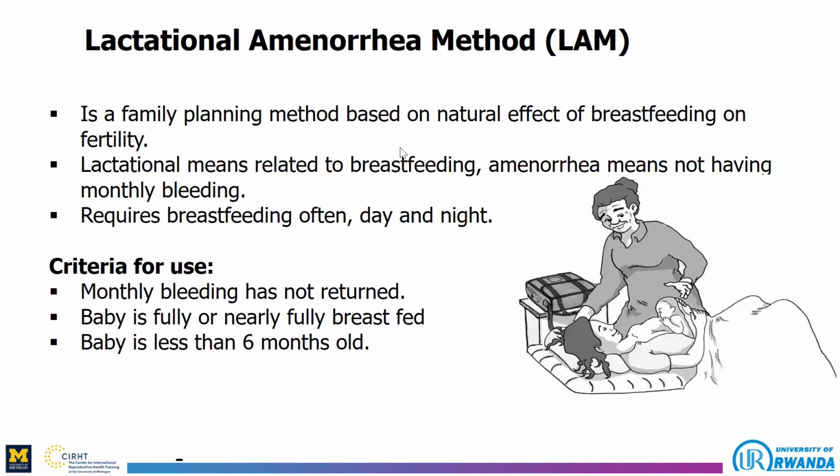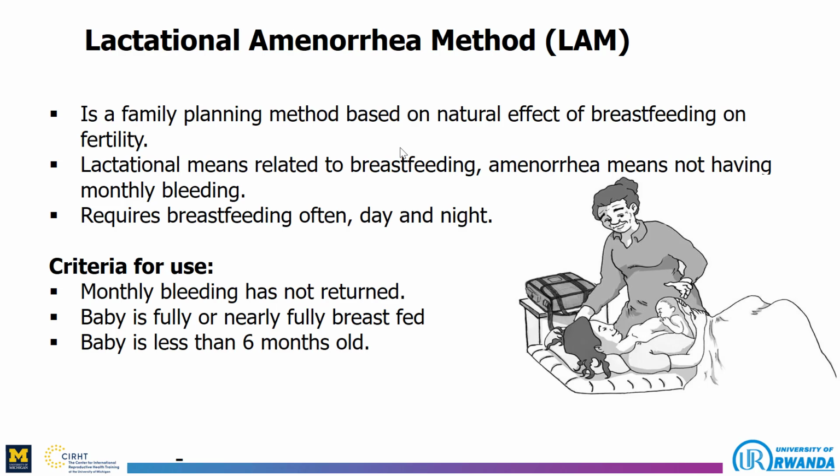Another method is the lactational amenorrhea method. It is a family planning method based on the natural effect of breastfeeding on fertility. Lactational means related to breastfeeding. Amenorrhea means not having monthly bleeding. It requires breastfeeding only, day and night.